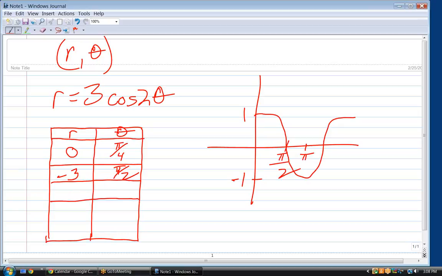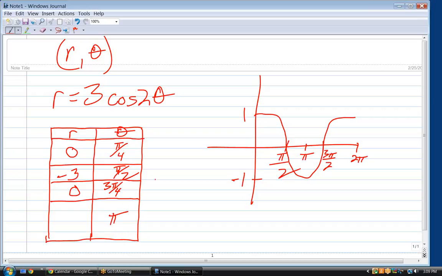3 pi over 4. Multiply that by 2. 6 pi over 4. Which is? Well, reduce it. Reduce 6 over 4. Oh, so it's just 3 pi over 2. Yeah, 3 pi over 2. So that would be 0. Okay. And the last one is bound to be pi.